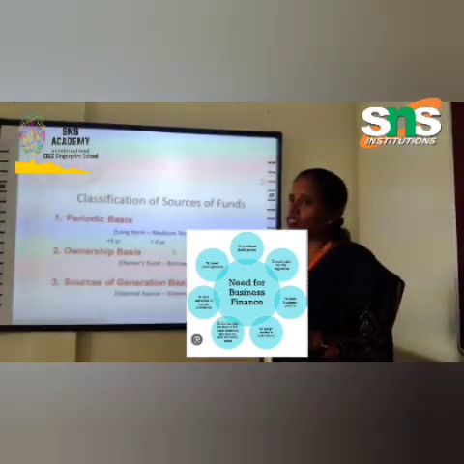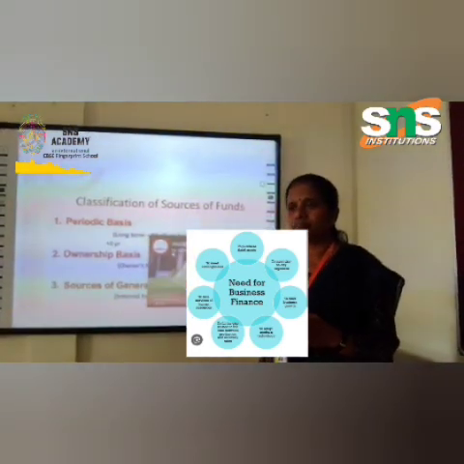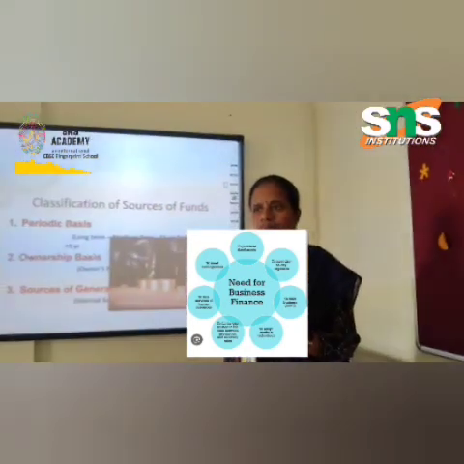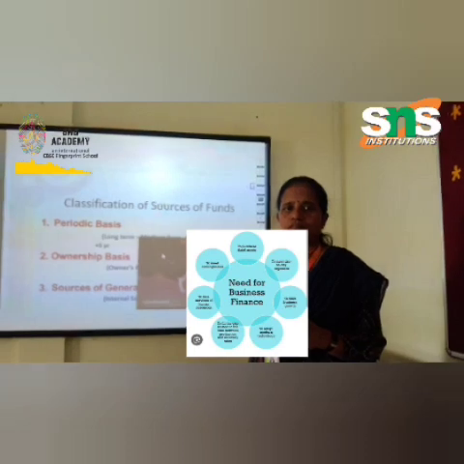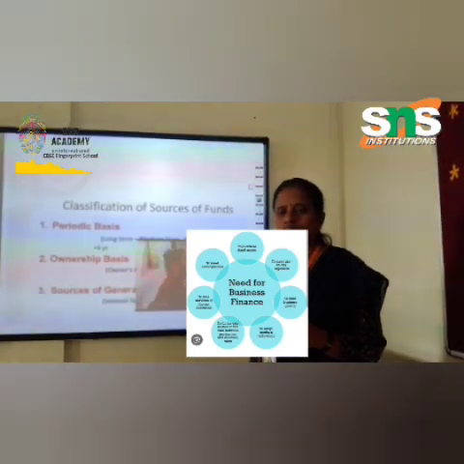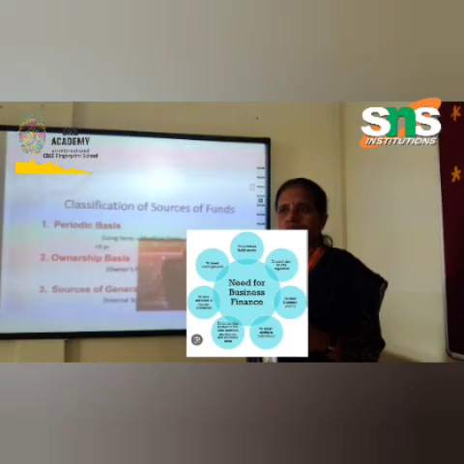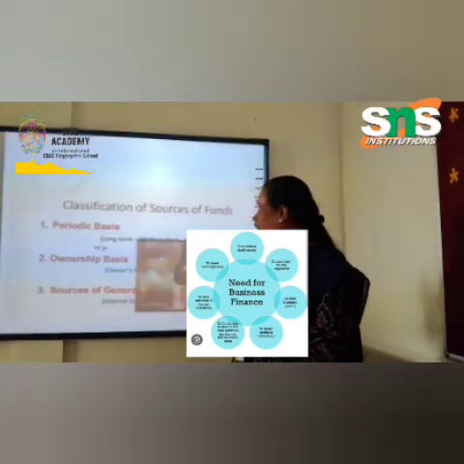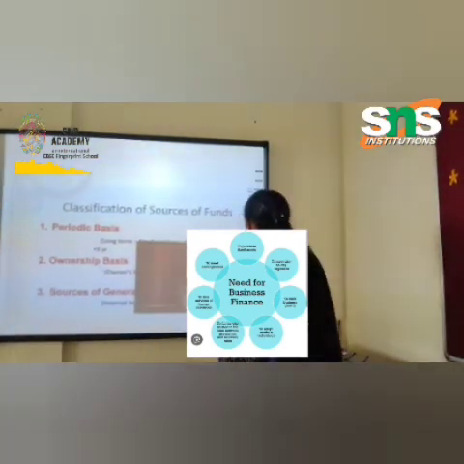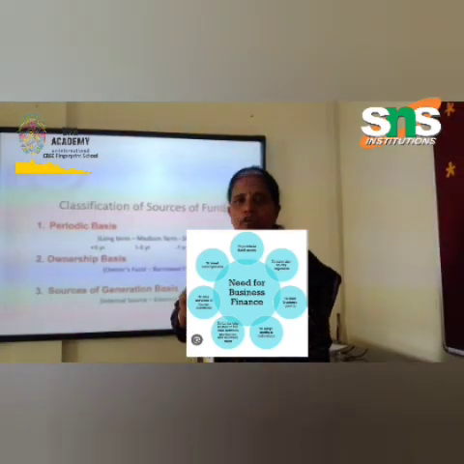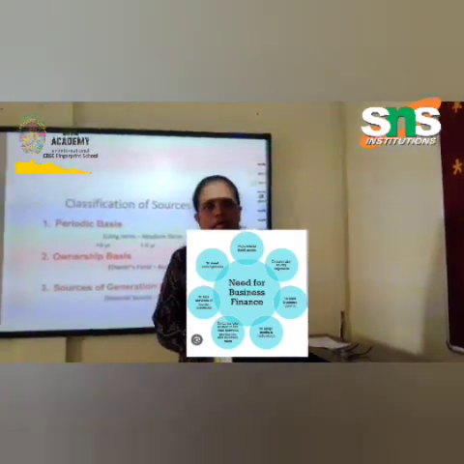And what is short-term finance then? Short-term funds are those which are required for a period not exceeding 1 year, like trade credit, loans from commercial banks and commercial papers. They provide funds for a short duration. Okay. So now we have seen long term, medium term and short term, right? The periodic basis. Got it?